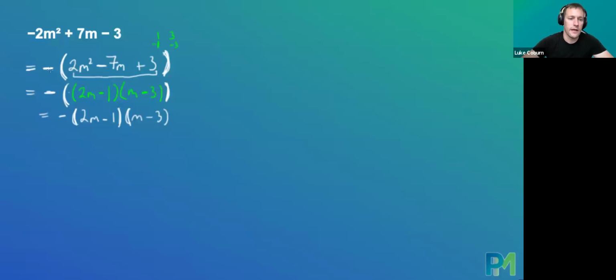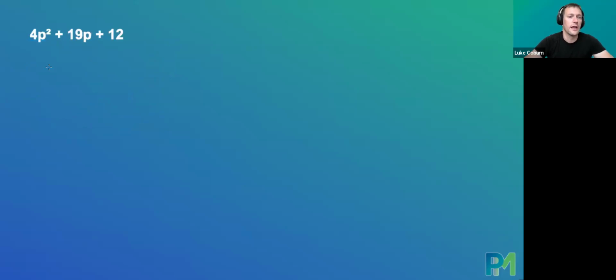So this would be significantly more difficult to do if we hadn't taken that step in the beginning. So that's what we really mean by make life easier for yourself. If there's a step that you can do at the start that will make life easier, then just do it, right? Okay, so this one here is trickier again because the 4p squared could be 2p and 2p, or it could be 4p and p.